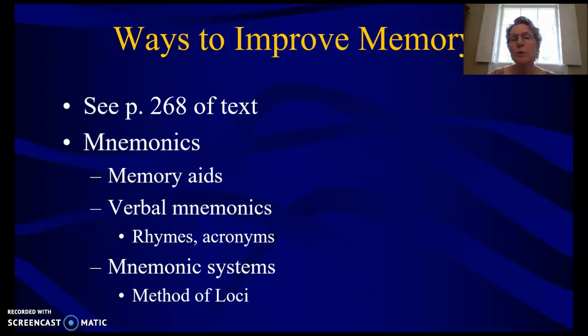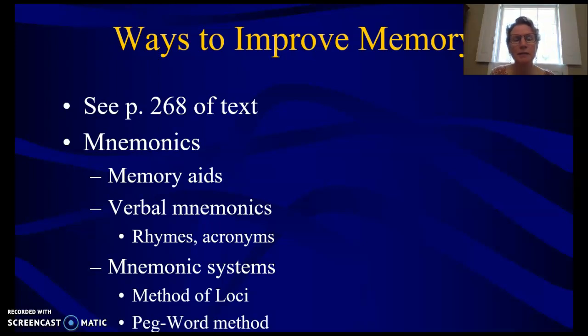Read about the method of loci in your text, because some people actually find that pretty helpful. And this is how that memory expert that we saw in the video last Friday used this to help him remember items.